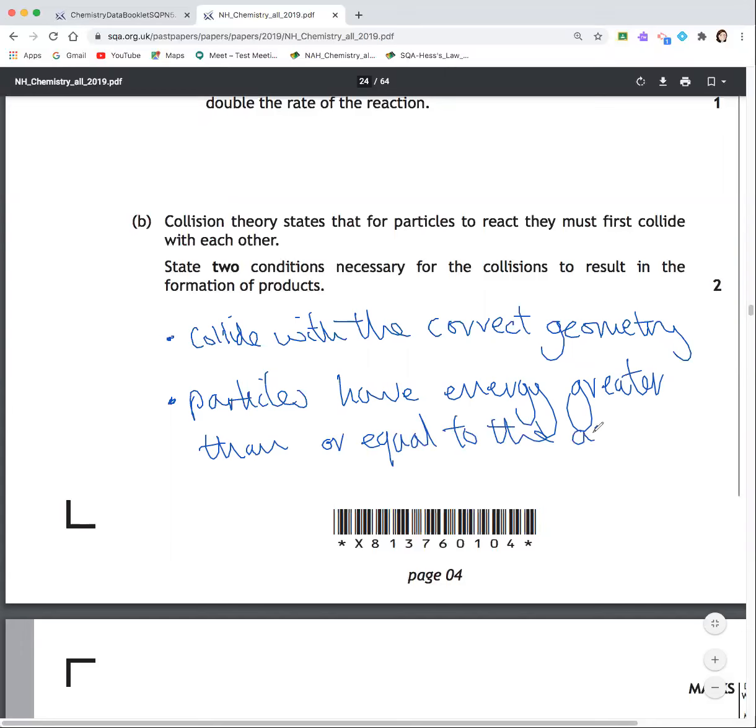It's important that you mention the activation energy. If you were to just say that the particles have enough energy, that wouldn't be sufficient to get the credit for this question. So you're best to just say that the particles have energy greater than or equal to the activation energy. So those are the two requirements for a successful collision.